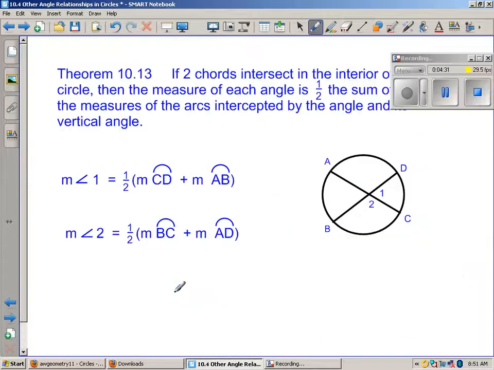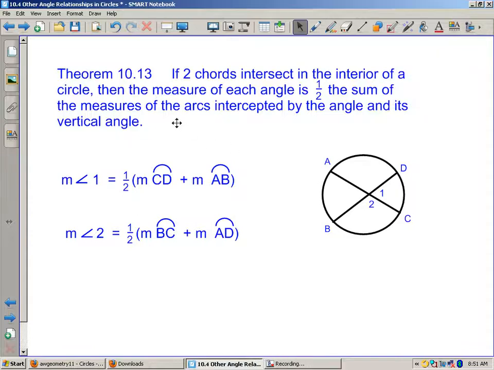So then we have another property here that basically says that if you have two chords that intersect on the interior, then the measure of each angle that is made is 1/2 the sum of the measures of the intercepted arcs. So what I'm saying is that if I take arc CD and add it to arc AB, and I want to find the measure of angle 1, I'm going to add those two together, and cut it in half, and that will be the measure of angle 1.